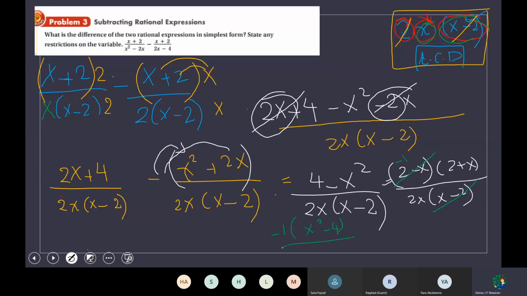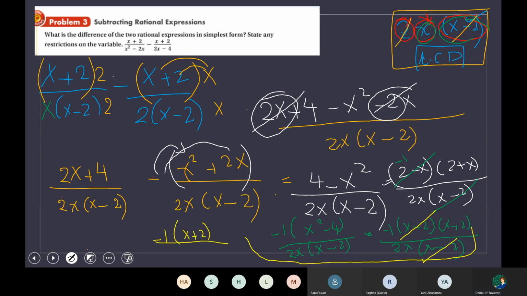So it will be x squared minus 4 over 2x times x minus 2. Then you will simplify them to be x minus 2 with x plus 2 over 2x times x minus 2. Then after that, they will cancel each other, so the final answer will be negative 1 times x plus 2 over 2x.